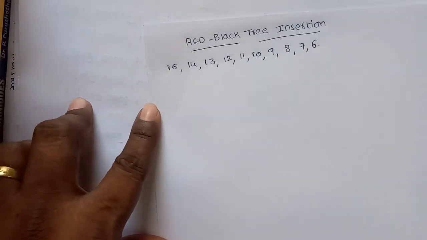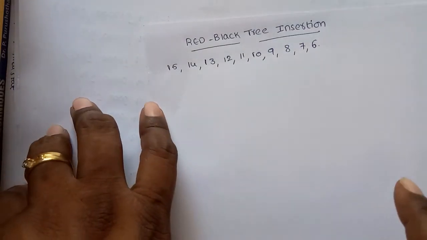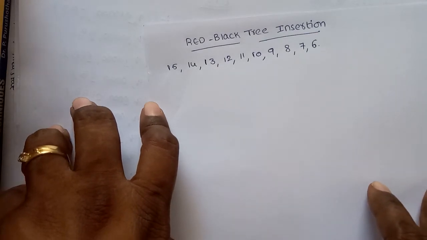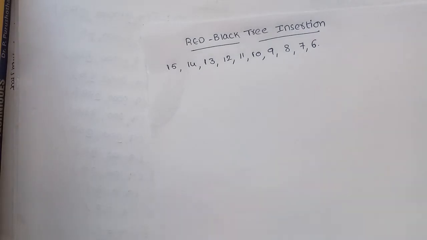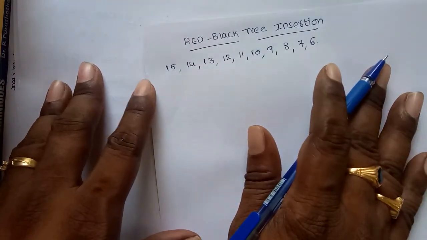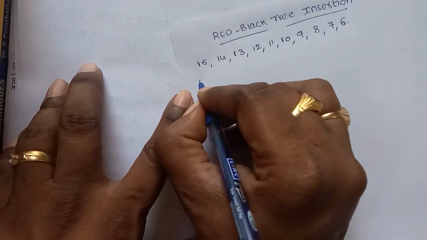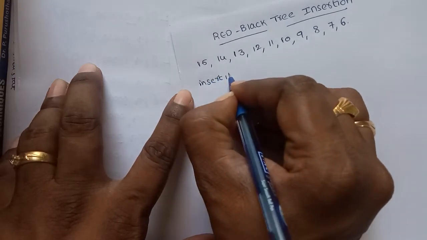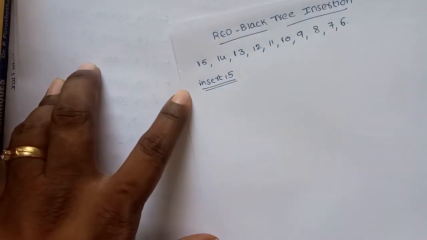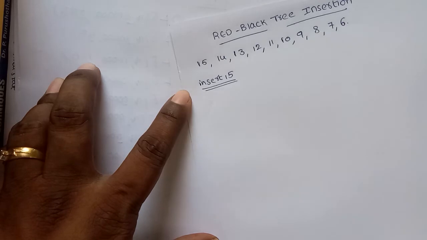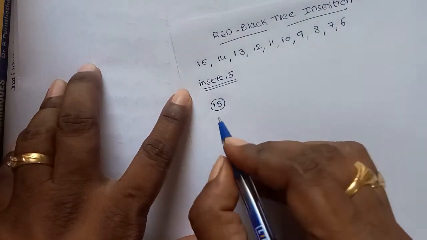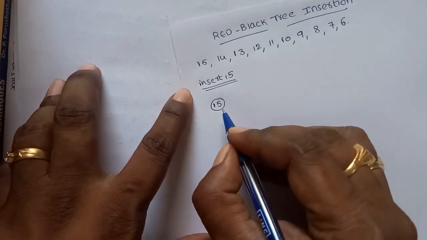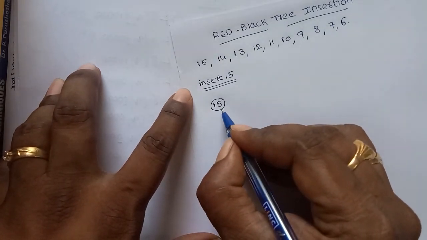In the previous sessions, we had discussed the procedure of insertion into red black trees and one example of red black tree insertion. Now consider one more example. Insert these elements into the red black tree. Okay, first insert 15. Generally, the node to be inserted is colored red. So 15. The tree is empty, 15 is the only node and 15 becomes the root.